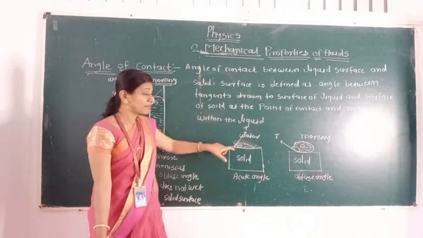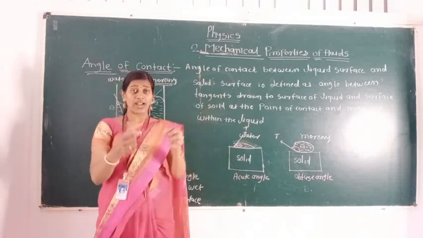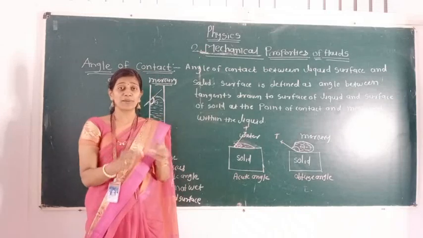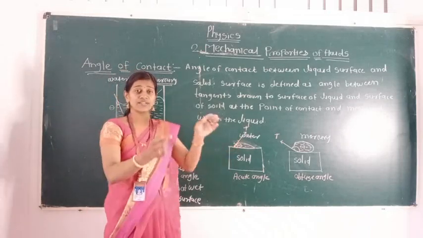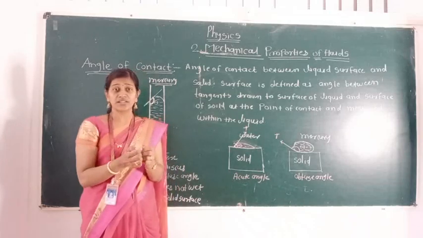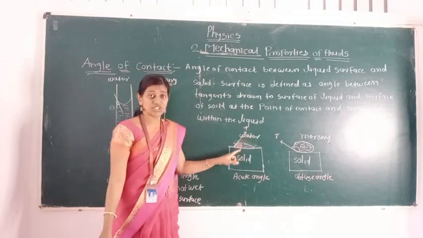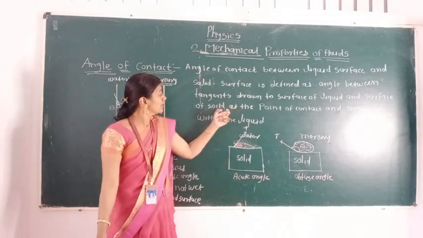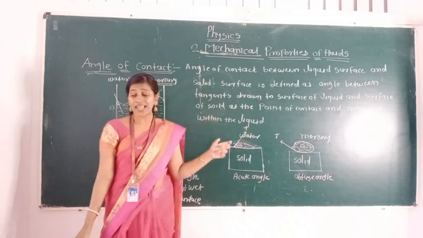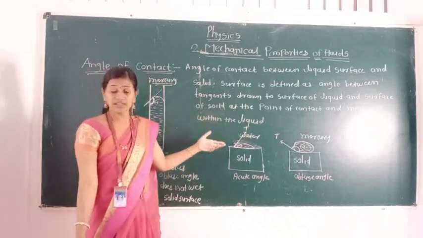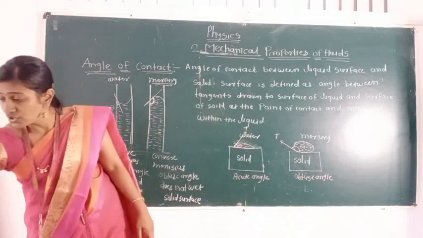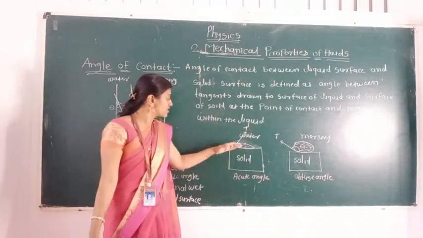Very important. हमने कहाँ पे tangent draw किया है? At the point of contact, at this point the solid surface and liquid surface come in contact with each other. उस point पे हमने क्या किया है? Tangent drawn किया है. And that angle of contact is measured within the liquid. हमें यहाँ जहाँ पे इसको measure करना है, we are going to measure within the liquid.